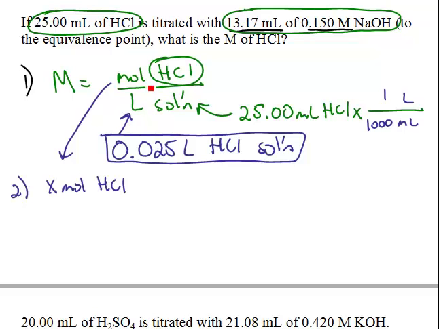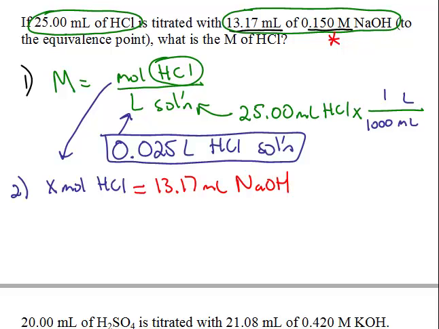So the second part we need to get this unknown molarity is we need to figure out the moles of hydrochloric acid. The moles of hydrochloric acid are related to the amount of sodium hydroxide that it takes to reach the equivalence point. So we're going to set this equal to 13.17 milliliters of sodium hydroxide. We also have the known concentration of sodium hydroxide, 0.150 molar sodium hydroxide.